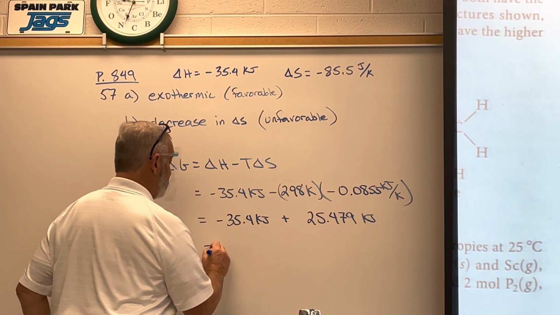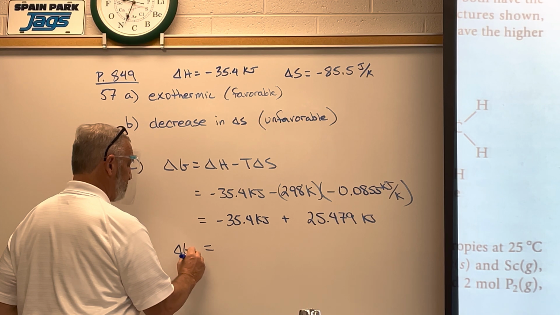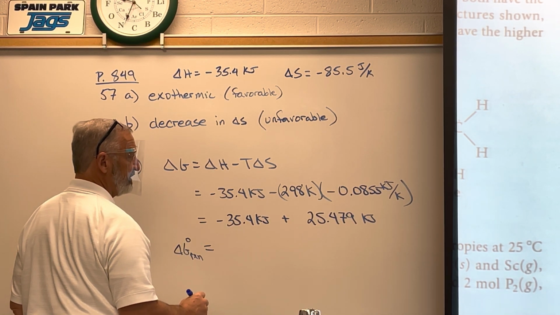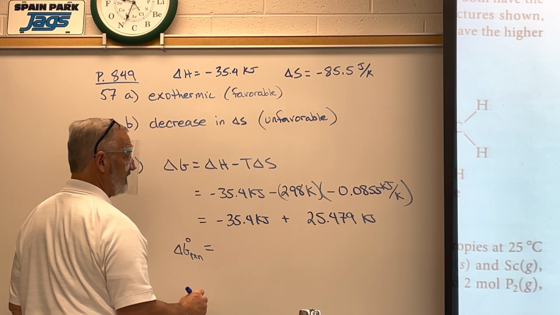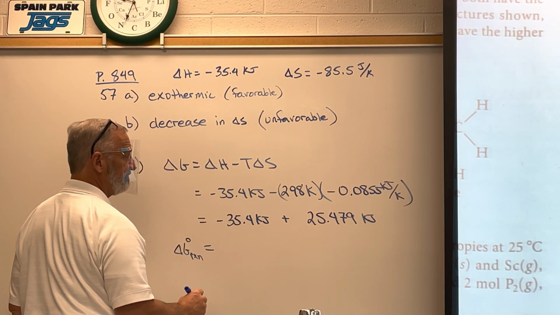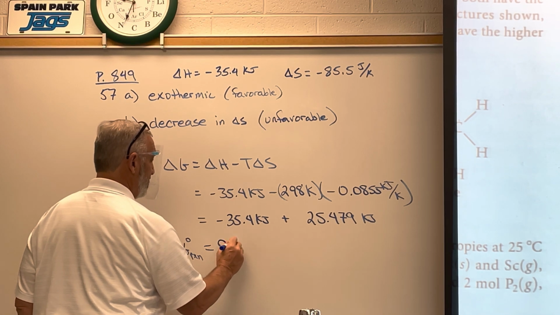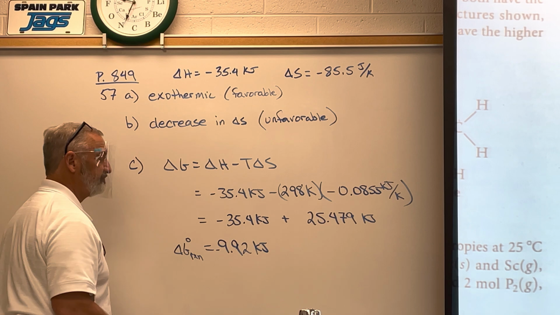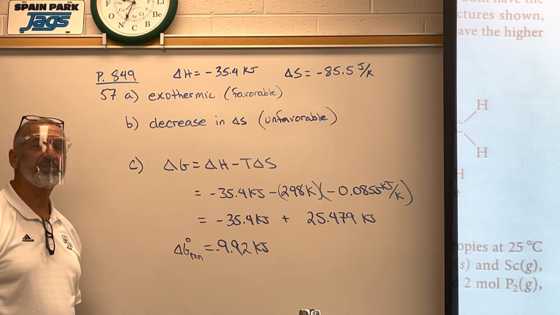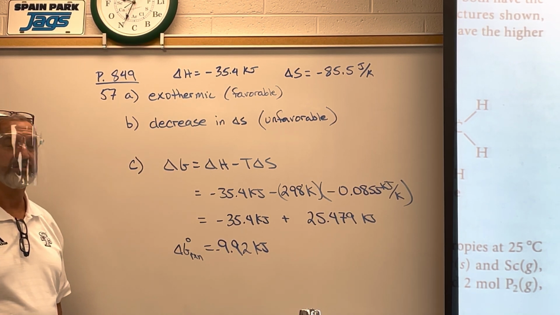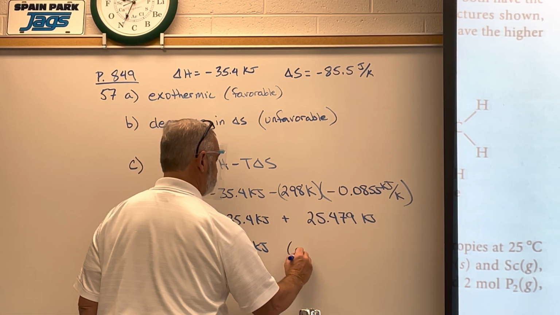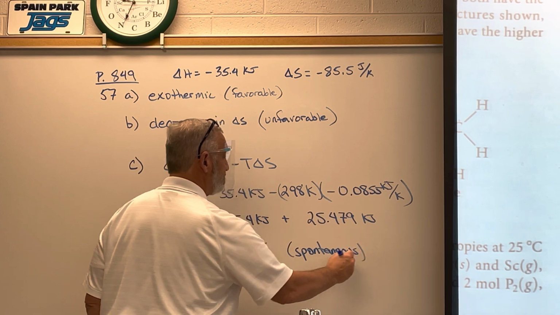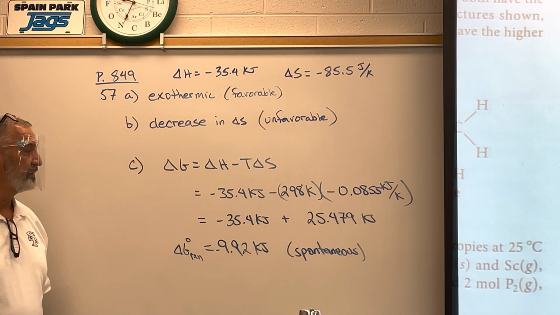So when you put all this together, delta G of the reaction is equal to negative 9.92 kilojoules. So will the reaction be spontaneous or non-spontaneous? Spontaneous, or thermodynamically favorable. Okay?